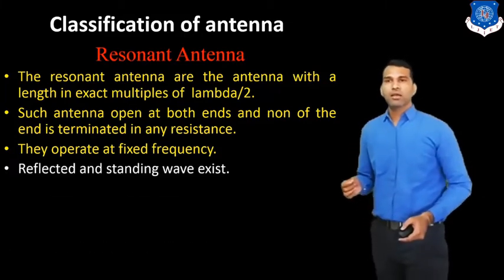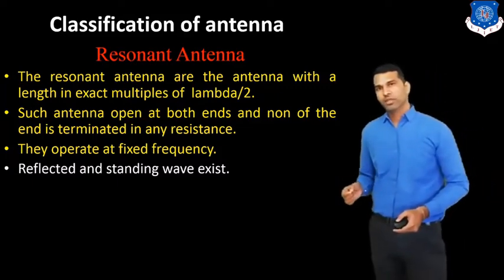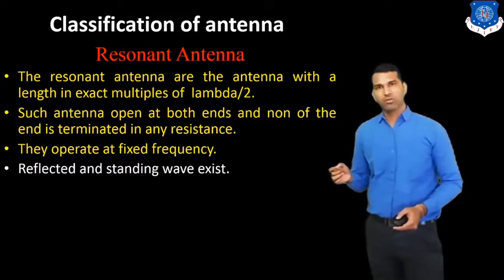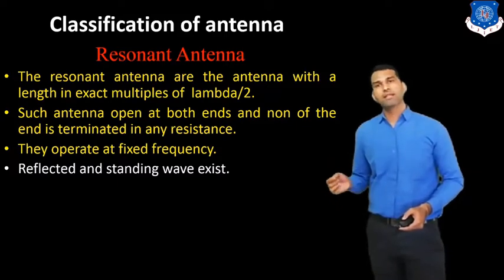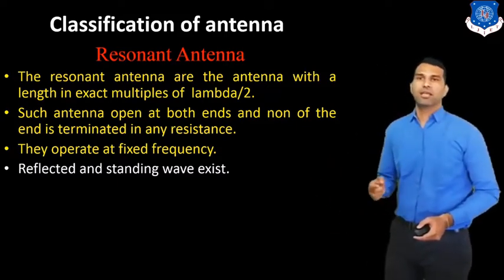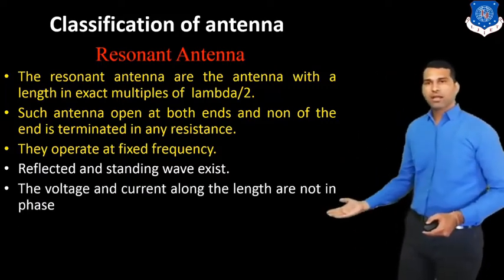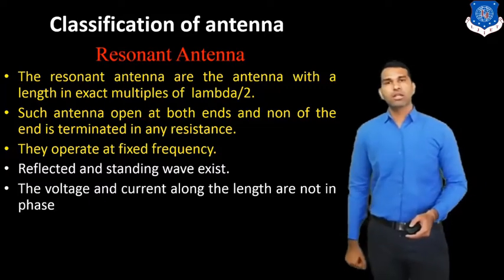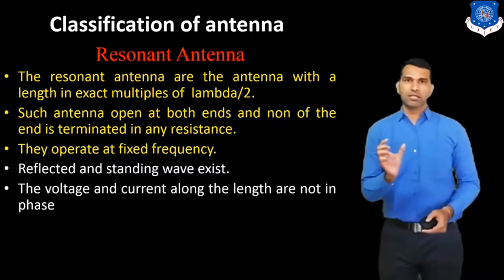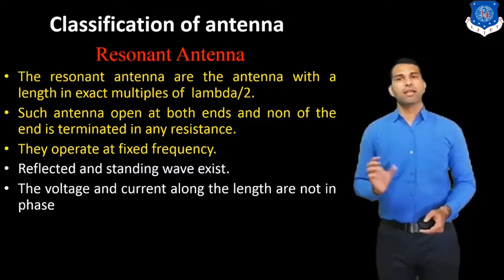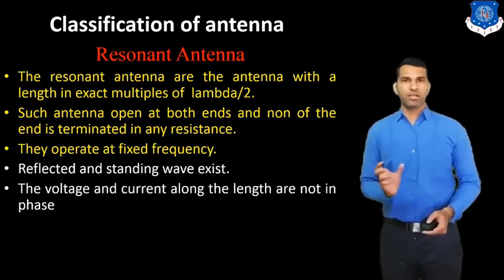Next property: reflected and standing waves exist. In the radiation pattern, on the receiving or transmitting side, reflected and standing waves exist in this antenna. The voltage and current along the length are not in phase. This is the next property: the voltage that we apply and the current along the length are not in phase, so the phase changes.